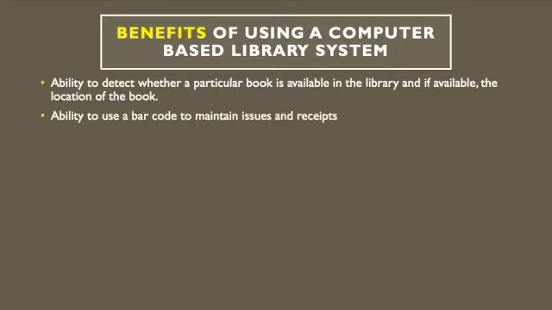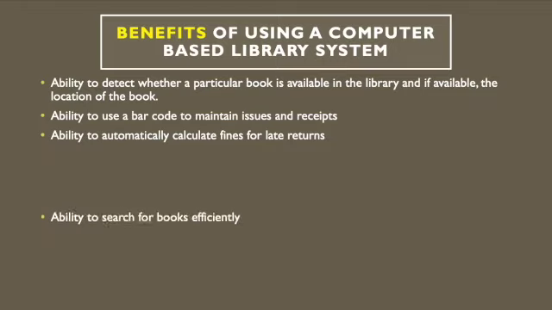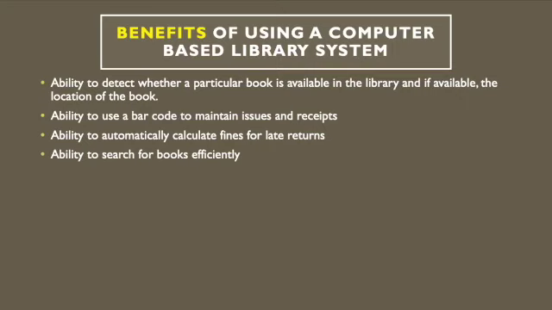Then ability to use a barcode to maintain and issue the receipts. So we can use the barcode reader to maintain and issue the receipts. Then ability to automatically calculate the fine for late returns. For example, if she returns the book late, the system will automatically calculate the fine, how much she has to pay, and issue the receipt.